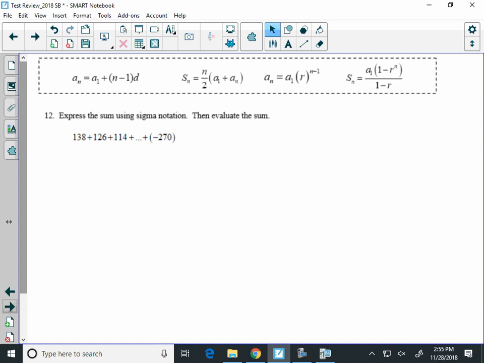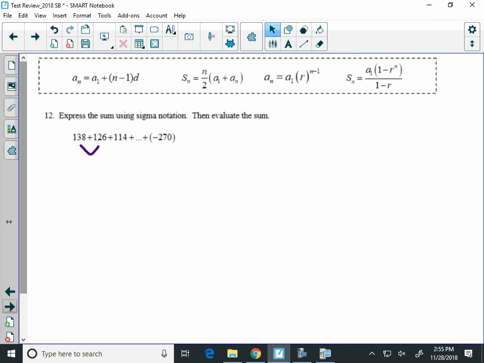Express the sum using sigma notation. Okay, then evaluate the sum. So I have 138 plus 126 plus 114, all the way up to negative 270. Well, first thing I need to do is decide what type of sequence this is. So I want to decide if there's a common ratio or a common difference. I'm going to try arithmetic first.